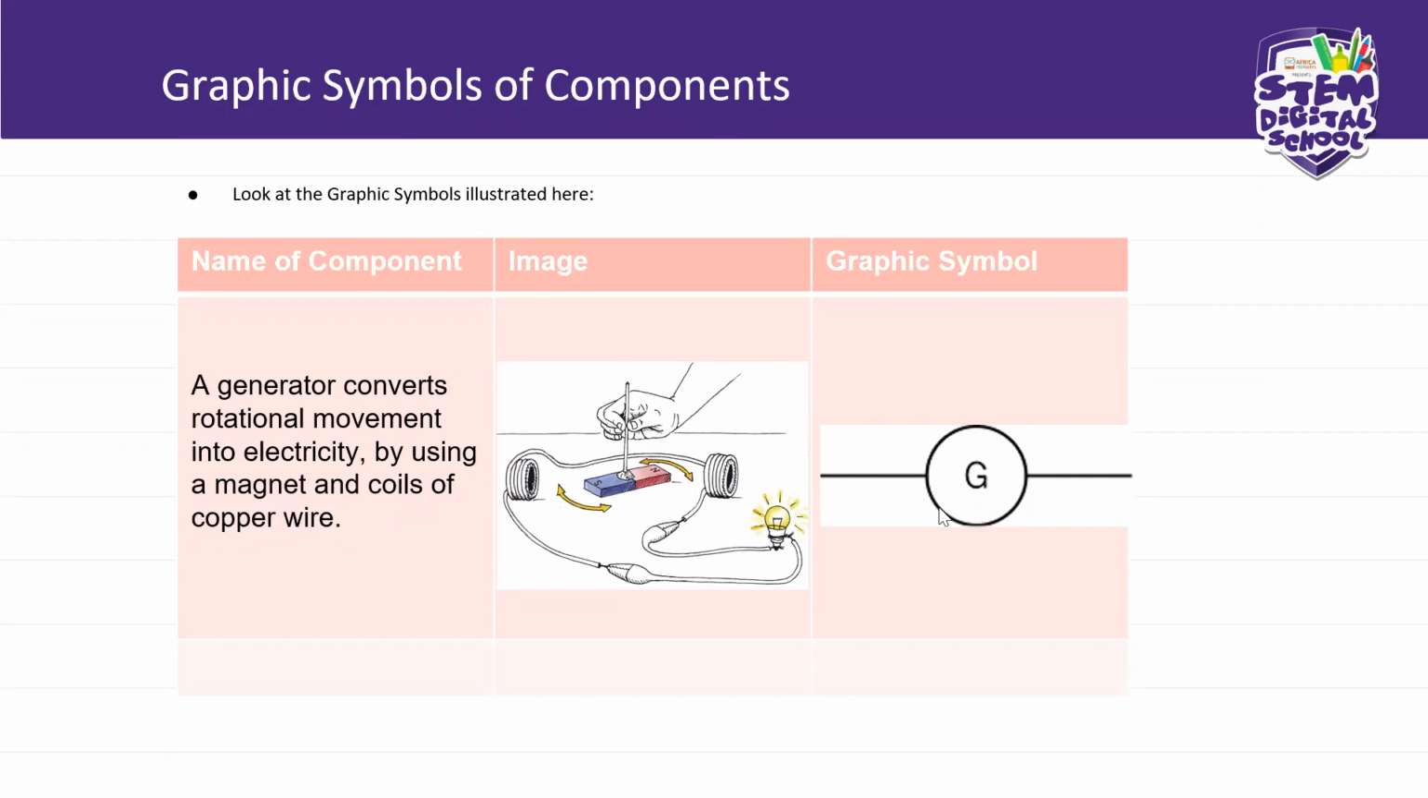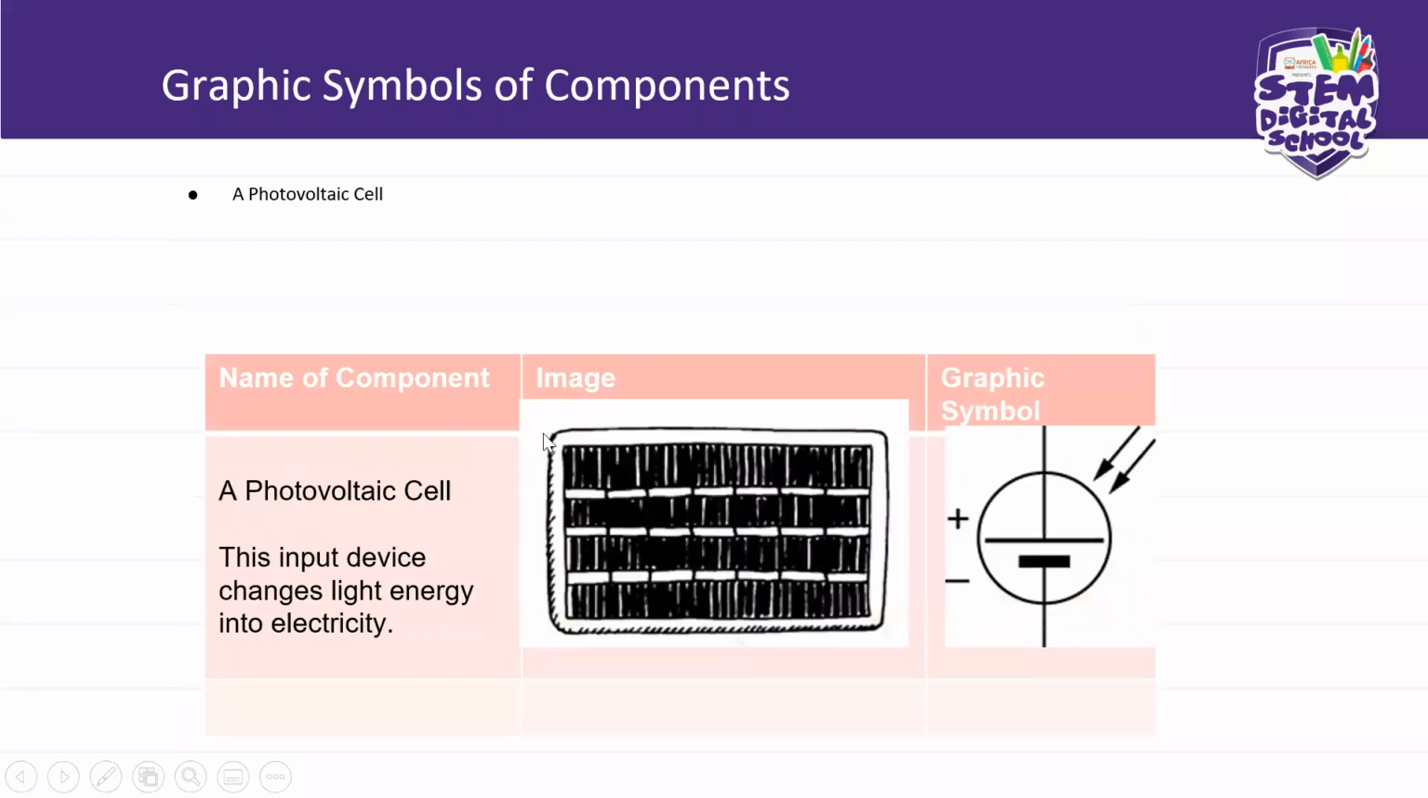This is the graphic symbol in your circuit diagram for a generator. And this is the conductor, because now you are going to use this in a circuit diagram. So this will be your electric wire or conductor, right? And another component is the photovoltaic cell.